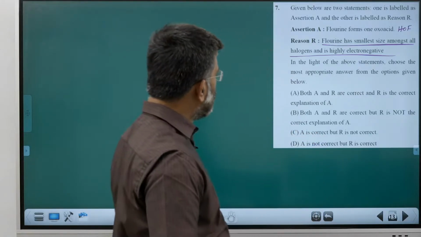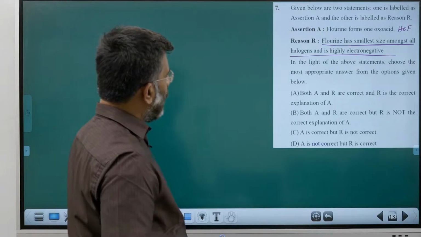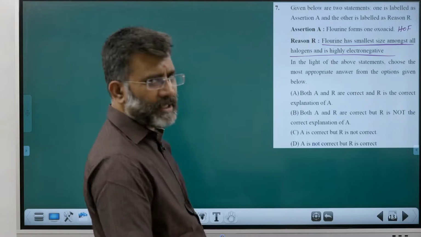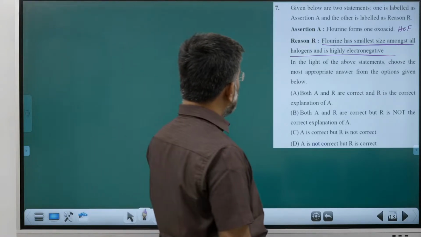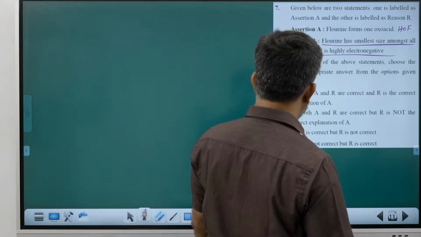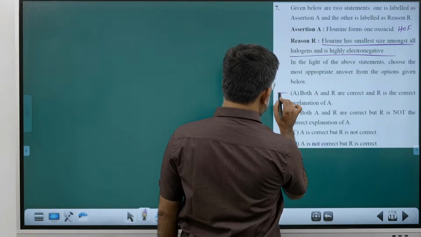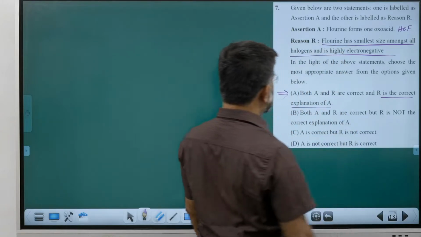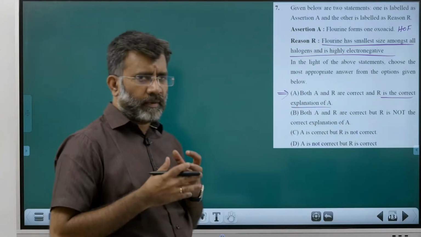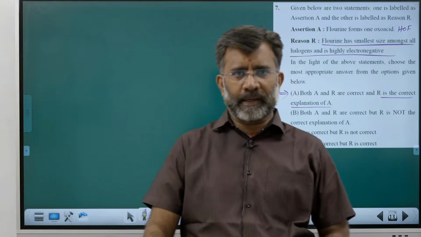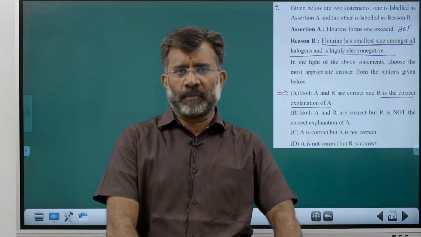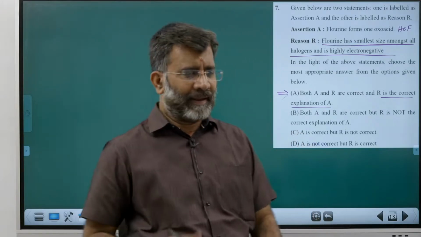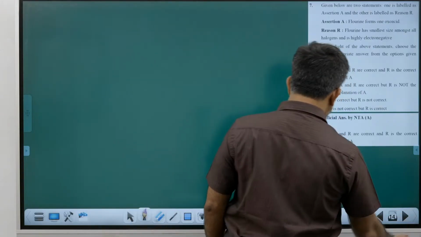So I would say both the statements are true, and the reason given substantially explains the assertion. Which choice will we select? Option A. You see, both are correct, and the reason gives the correct explanation of the assertion. Fluorine, being small in size and most electronegative in nature, is unable to form any compound other than the one mentioned, HOF. Okay, next one. Answer is option A.